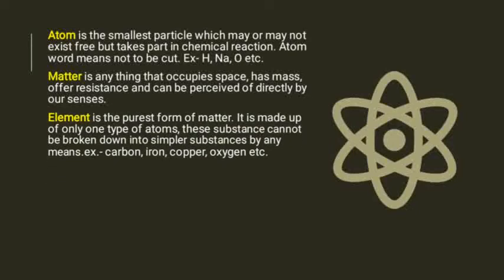Then moving to the next one, element. An element is the purest form of matter and it is made up of only one type of atom. These substances cannot be broken down into simpler substances by any means. Example: carbon, iron, copper, oxygen, etc.